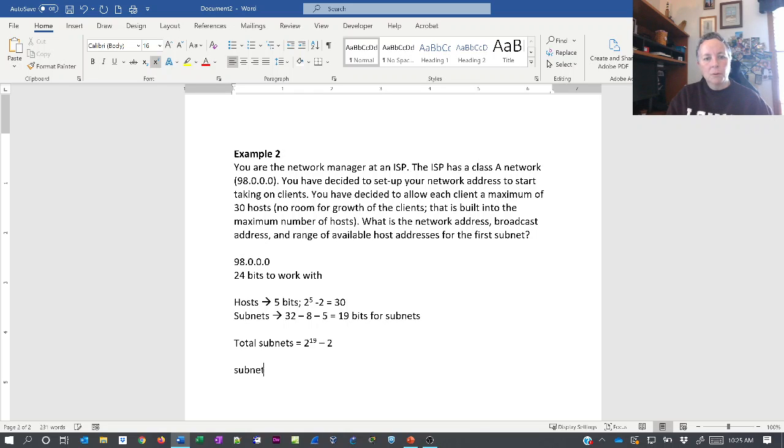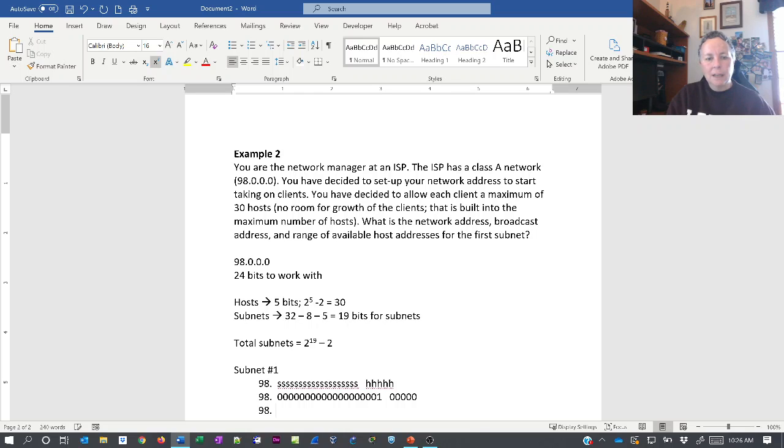So now for subnet number 1, I want to take 1. Now I have 98 here, and I have 19 subnet bits and 5 host bits. So now I want to write 1 using 19 bits. So I'm going to put 18 zeros and my 1, and my 5 host bits are all zeros.